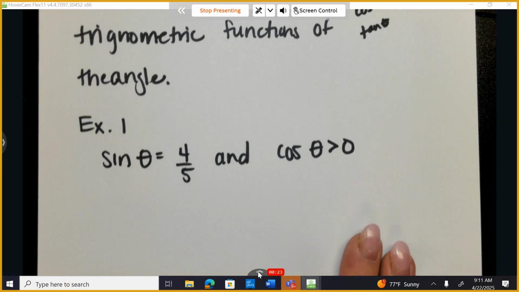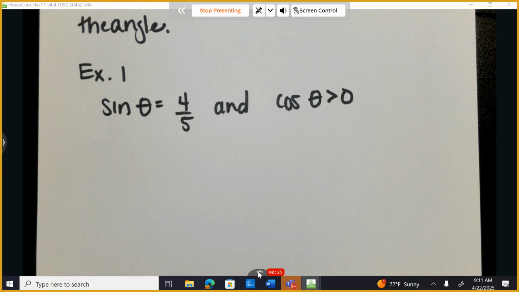So here's our very first example. Now they're going to give us 2 true statements. And from those 2 true statements, we need to decide which quadrant this terminal angle is lying in.